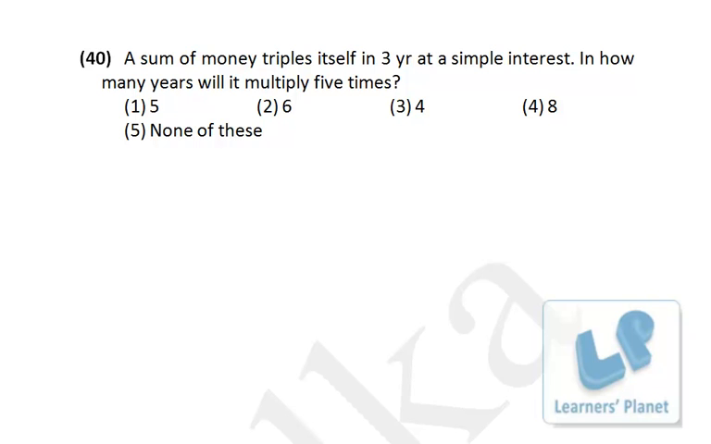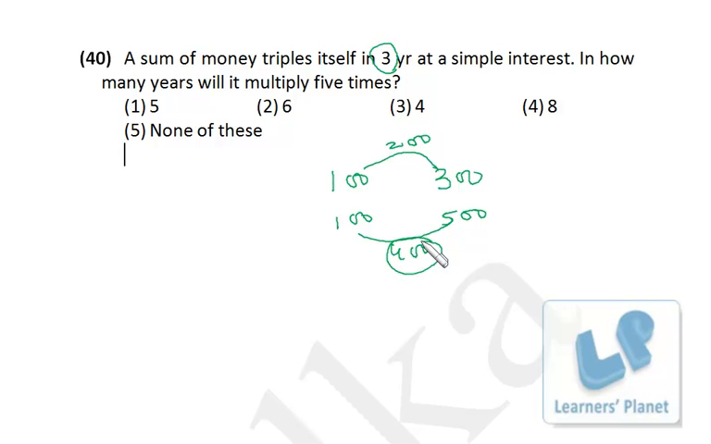In how many years will it multiply 5 times? Okay, so what you want, you have 100 rupees and by the end of 3 years you are getting 300 rupees. That means addition is of 200 rupees. Now what you want? 100 rupees and 500 rupees. That is 5 times. So addition is of 400 rupees, right? So for 200 it is taking 3 years, right? So for 400, 200 double is 400, 3 years double is 6 years, right?